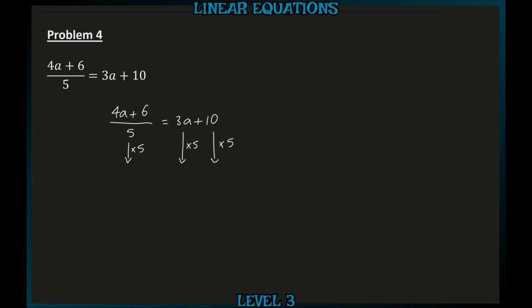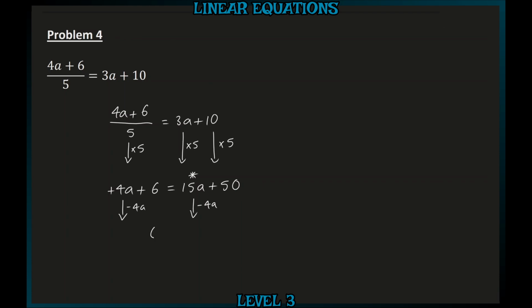So on the left, the divide by 5 and the times by 5 cancel out, which just leaves us with 4a plus 6. And on the right, 3a times 5 is 15a, and 10 times 5 is 50. Now again, we have unknowns on both sides of the equation, and so the easiest thing to do is to keep them on the side where we start with the most, which is the right, where we have 15a. So we want to remove the 4a from the left, and since this is positive, we use its inverse, which is minus 4a, and do that to both sides.